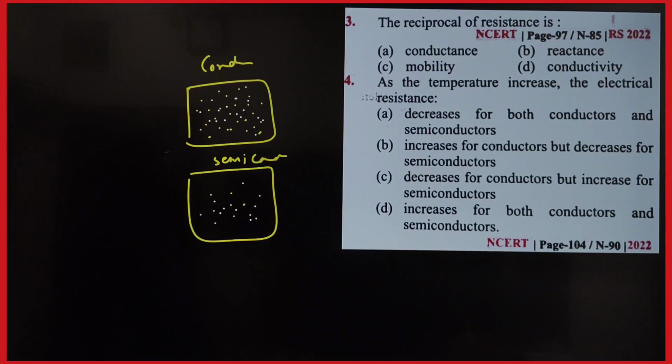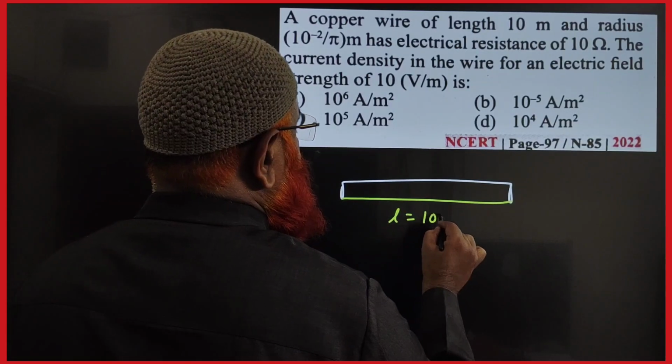So what is the correct option? Can you tell me now? Increases in conductors but decreases in semiconductors. What is that increasing? Resistance. In one the resistance increases, in the other the resistance decreases, and conductivity increases.